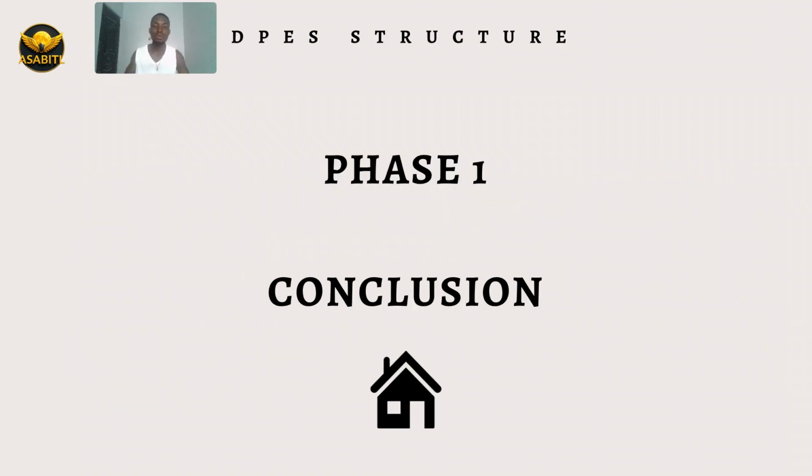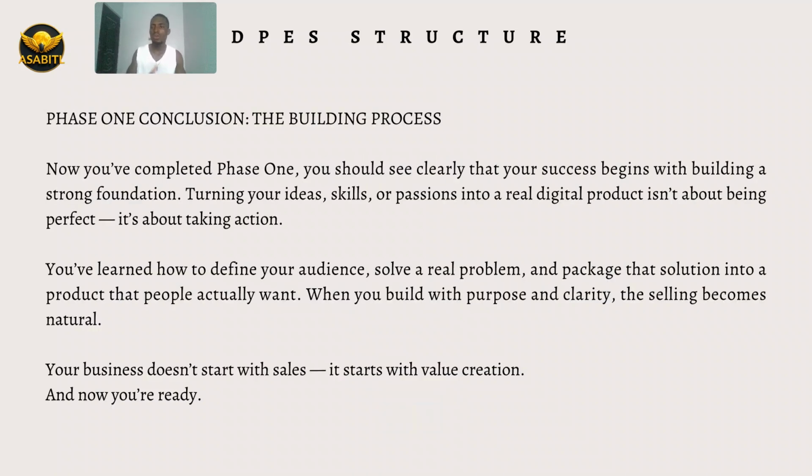So we have come to the conclusion of phase one, which is the building process. Now you have completed phase one. You should see clearly that your success begins with building a strong foundation. You understand? Turning your ideas, skills, or passion into a real digital product isn't about being perfect, it's about taking action. So you have to take action after learning what I've told you in room 1, room 2, room 3, room 4, and room 5. You have to take action.